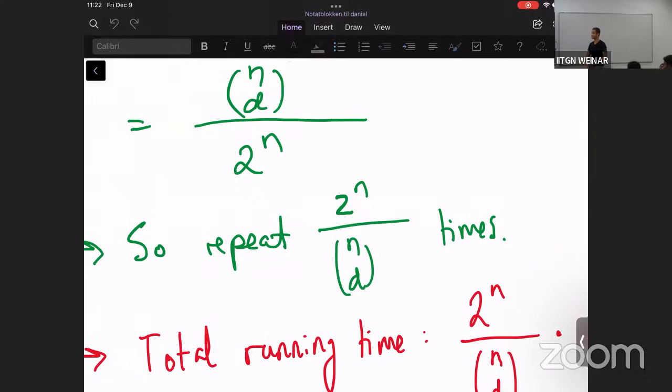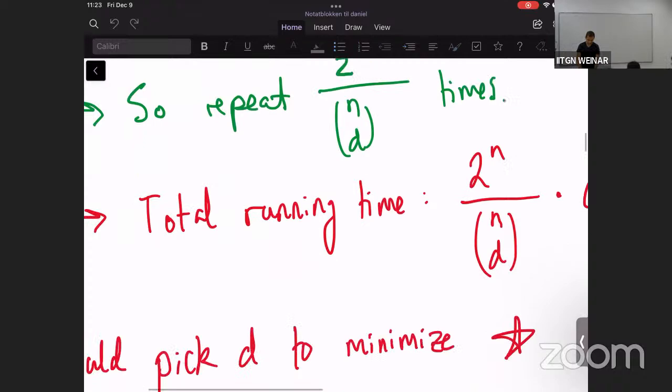So how many times do I need to repeat? I need to repeat 2 to the n over n choose d many times. Now, notice I'm underestimating my success probability, so this ends up being correct. I underestimated the size of the ball, which means I'm overestimating the number of times I need to repeat. So this is still fine. With high probability, at least one of my starting points will be within the d-ball of the satisfying assignment, and then I'm going to find it.